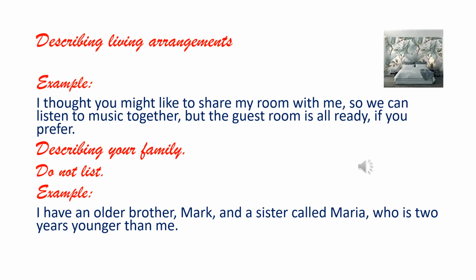You should also describe living arrangements, like I thought you might like to share my room with me so we can listen to music together, but the guest room is ready if you prefer. So you should give your friend the choice either to share your room with you or to stay in a separate room. You should also describe your family, but do not list when you describe your family. Choose 2 who have the same interests as your friend. For example, I have an older brother, Mark, and a sister called Maria, who is 2 years younger than me.